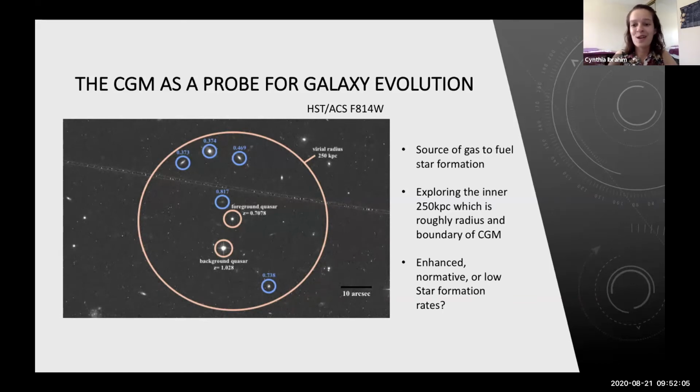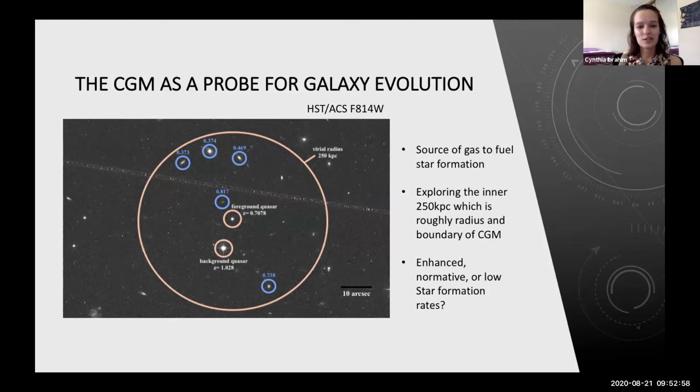Now, by studying the CGM, we're able to ask a lot of questions. One of these questions can be, does the CGM have cool gas present? And does this cause the quasar to become more luminous? We could do that by directly looking at the nature of the gas in this area. Another thing it helps us understand, as the title says, is galaxy evolution, because it's where gas cools and falls onto the galaxies. It feeds molecular clouds, which in turn helps drive star formation. So by looking at this area, we can also start to look at galaxy star formation rates nearby, and then ask the questions: is it enhanced? Is it normal? Does it tend to have a low star formation rate, and why is that?